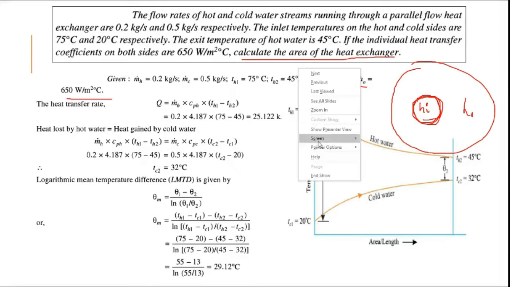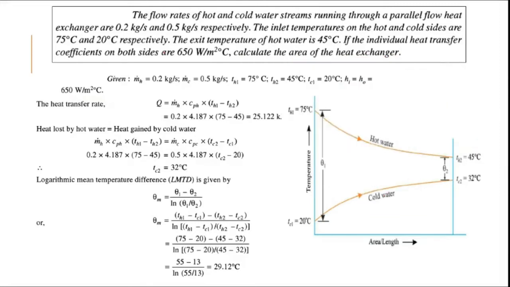Okay, we will see what data has been given to us. Mass flow rate of hot water is given. We have mass flow rate of the cold water. We have inlet and outlet temperature of the hot water, so TH1 value is given, TH2 value is given. And they have mentioned the inlet temperature of cold water, so TC1 value is given. TC2 value is not given in the question, so we have to determine TC2. Then only we can find out the LMTD, because LMTD is theta1 minus theta2 divided by ln theta1 by theta2.